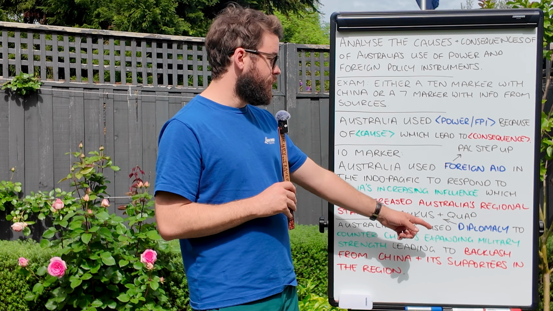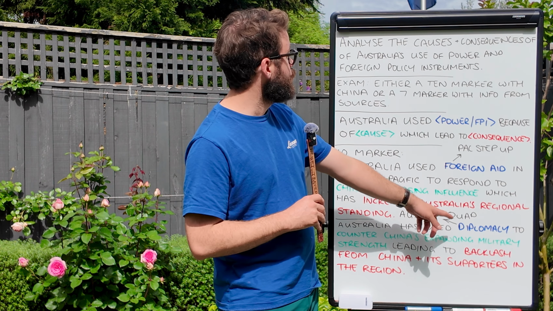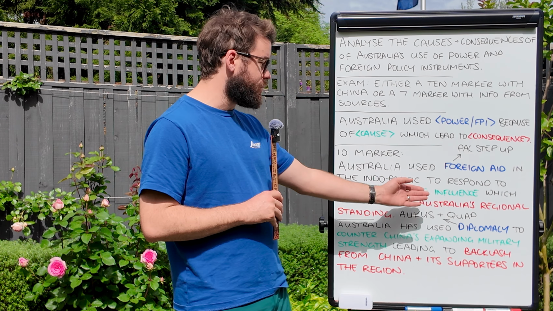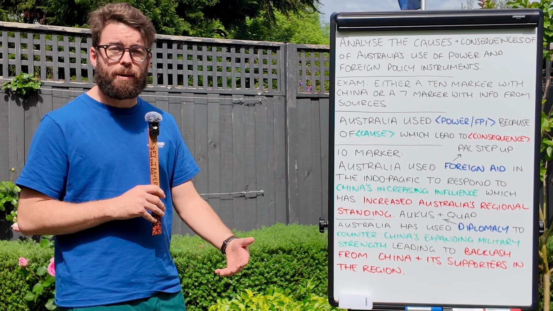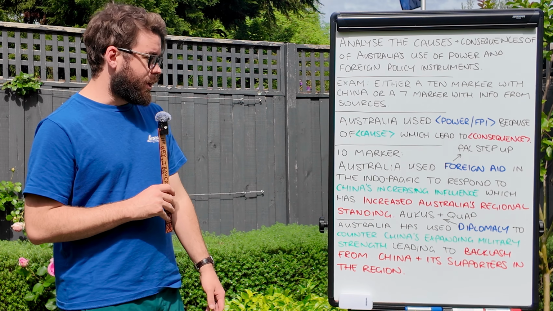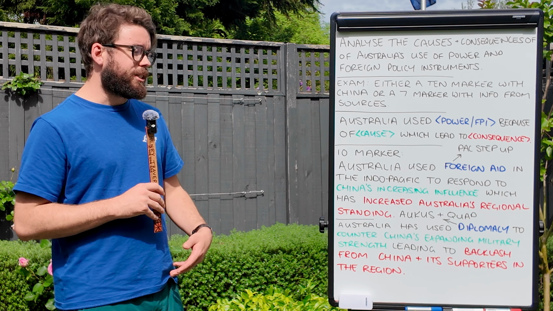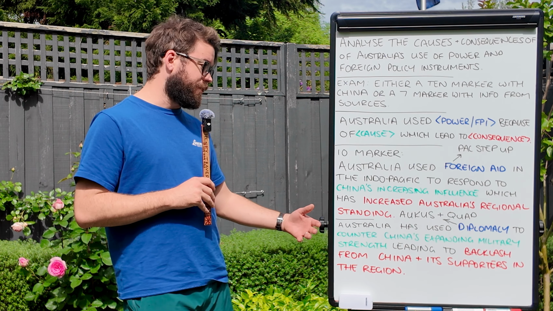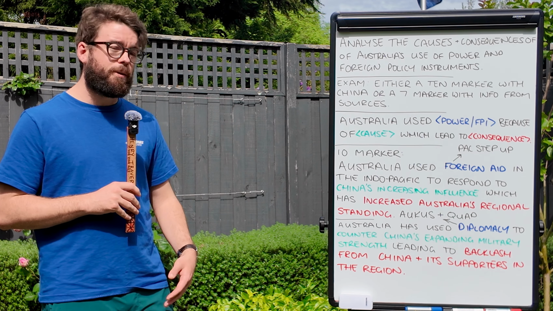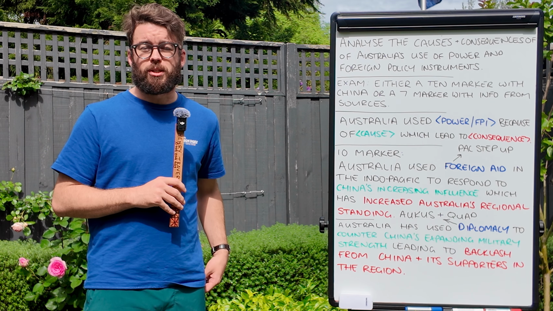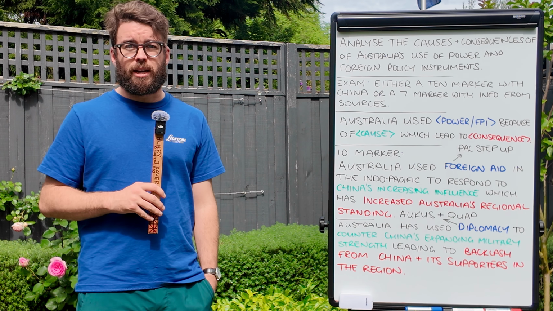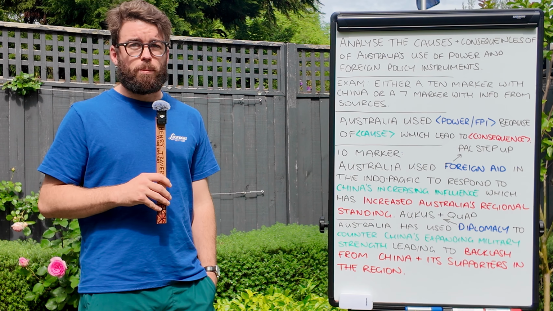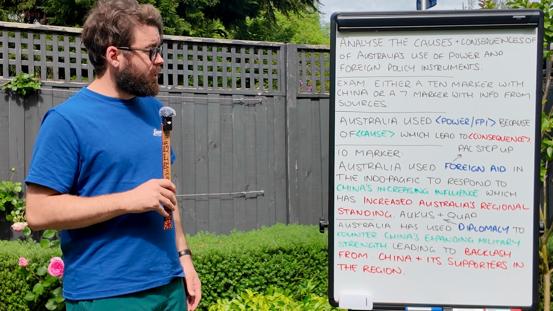So again, you have the type of power and the use of the type of power, which is diplomacy through AUKUS and the Quad. The cause, the reason for using that power, is to counter China's expanding military strength, which leads to backlash from China and its supporters in the region. But again, you could use a positive there, which has led to Australia expanding its military strength and cementing itself as a middle power. So, fantastic question, John.